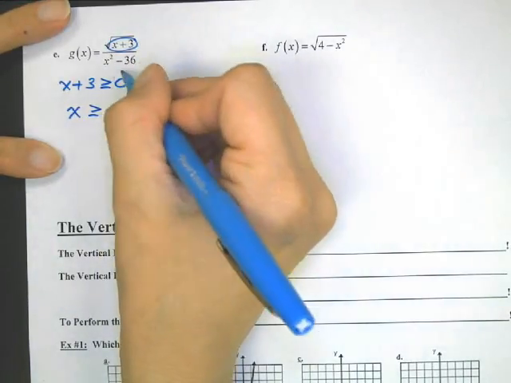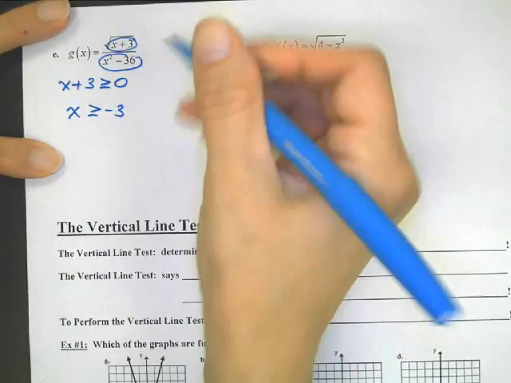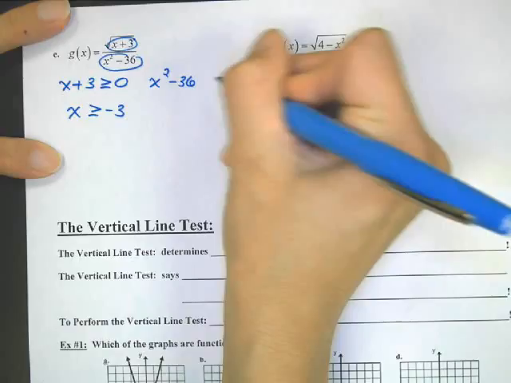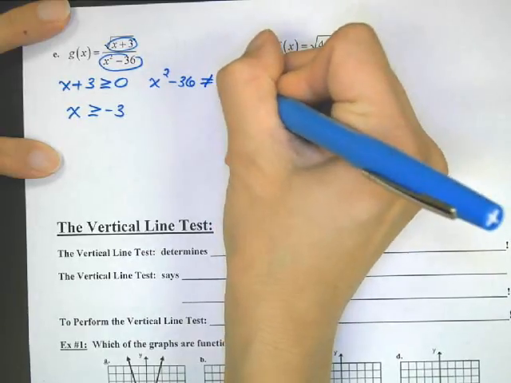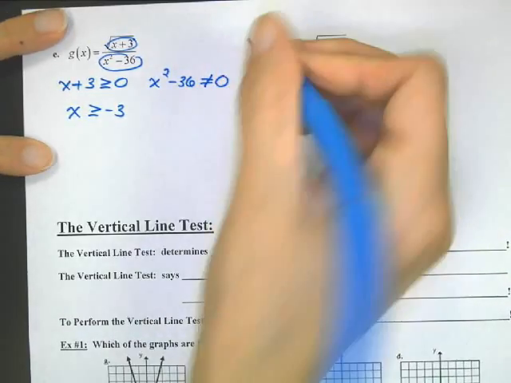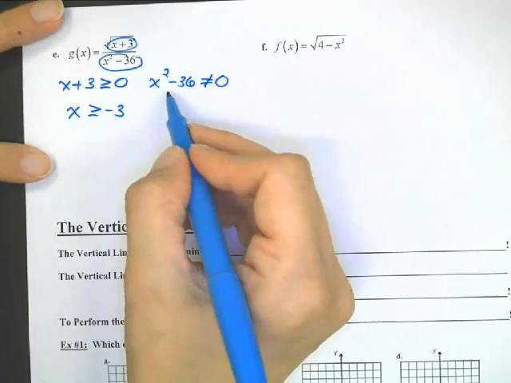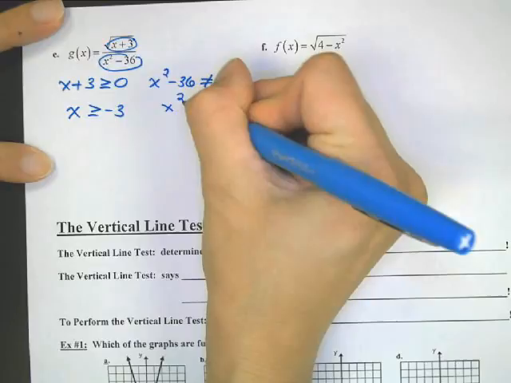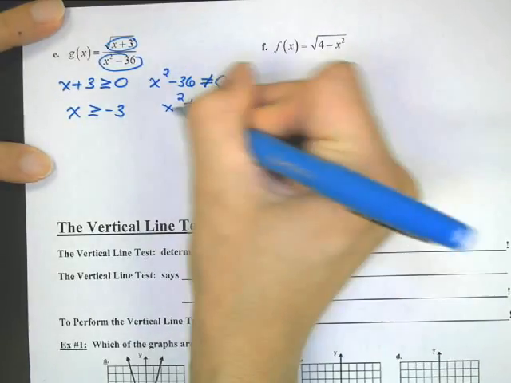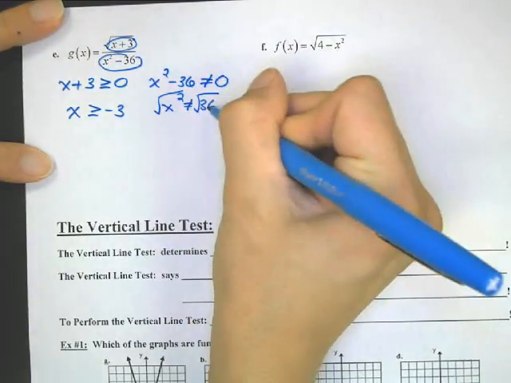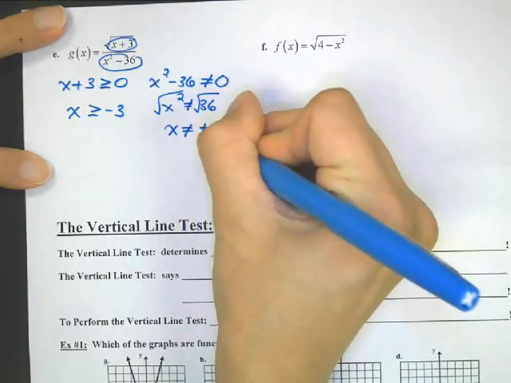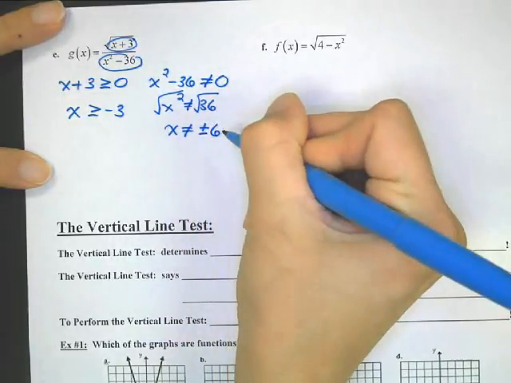But wait a minute, there's also a denominator to consider. Okay, so here's another equation for us. The denominator cannot be a 0. Do I have to factor this one? Make a number line? No, it's an equal sign. Equal signs, you can just simply move it over and square root. But don't forget, when you square root, you cannot be plus or minus 6.